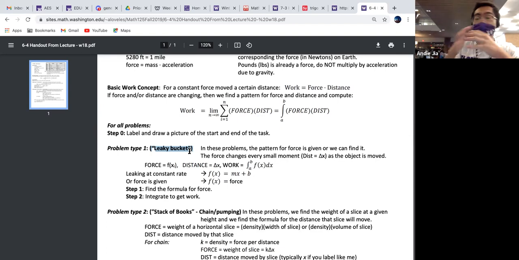If you see a problem where you have a bucket and it's leaking water, then use this type of leaky bucket approach. The force is the function f(x_i), and the distance is delta x. The work is the integral of the function from A to B, the lower bound and upper bound, or it's the volume of a specific thing. If it's leaking at a constant rate, then it is a linear function.